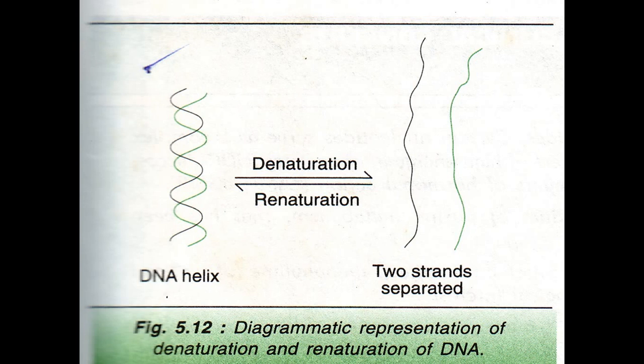Denaturation causes double stranded DNA to become two single stranded DNAs. Again, when you decrease the temperature, these two strands will anneal to each other, means will form back the same original structure. That is called renaturation. So denaturation causes double strand to single strands, and renaturation allows both the single stranded DNAs to form the double stranded DNA helix again.